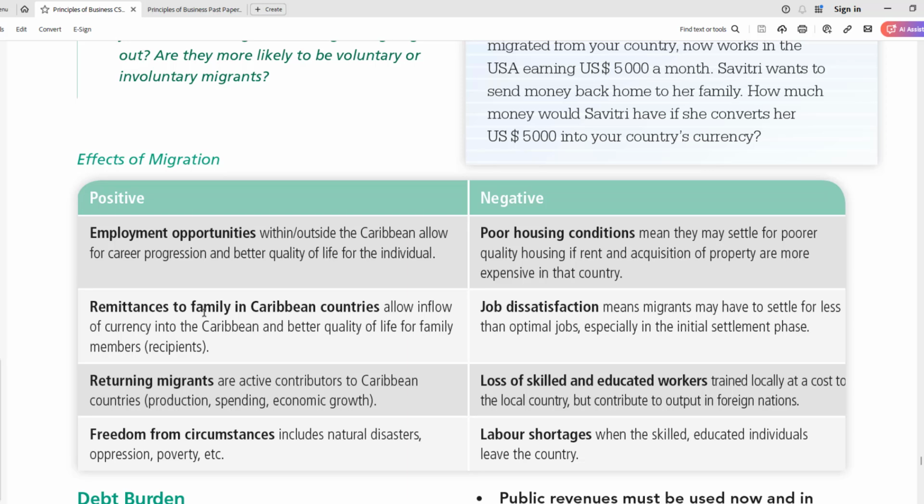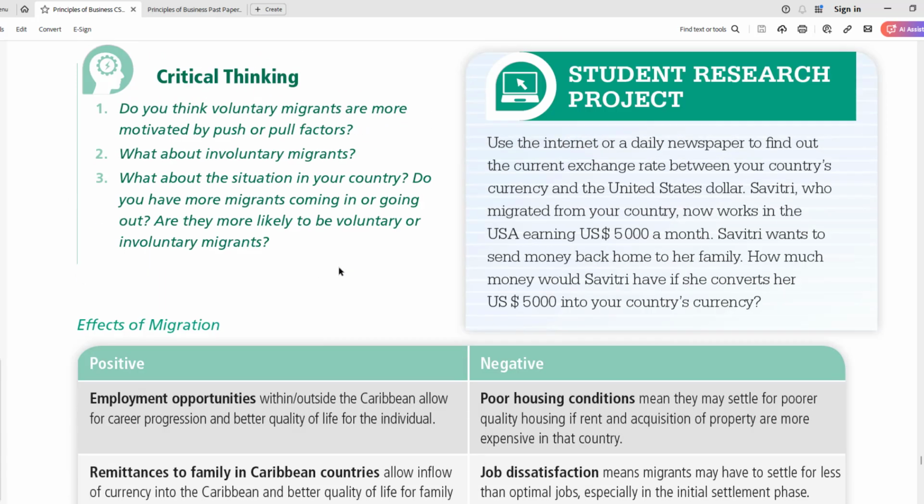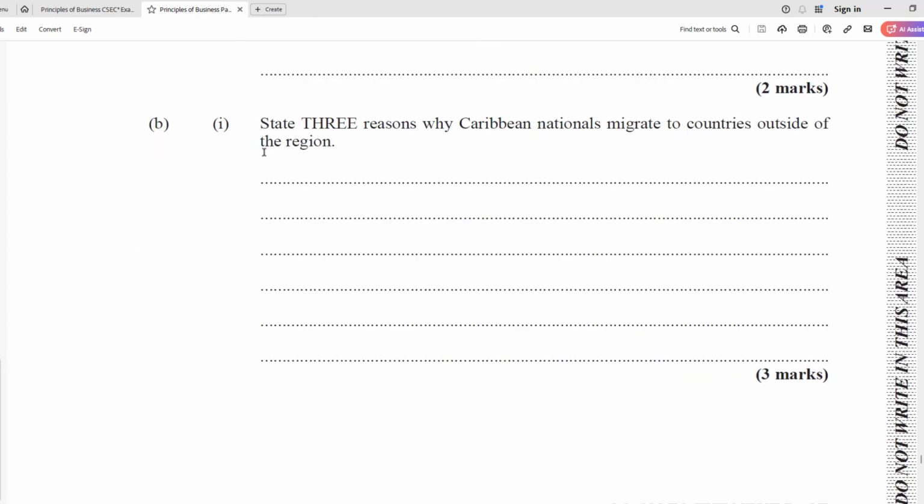So, but some easy ones: education, employment, freedom of choice, better opportunities, escape from poverty, escape from natural disaster, to escape from discrimination, to go and reunite with family and friends, meet them up there. Those are all reasons, and they only ask us to state, right? Just to state 3 reasons why you migrate to outside the region, right? And so those 3 reasons can work.